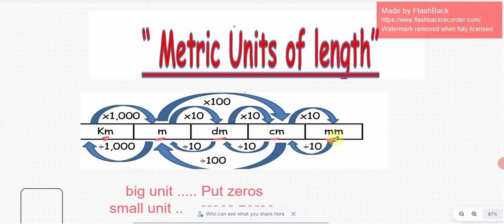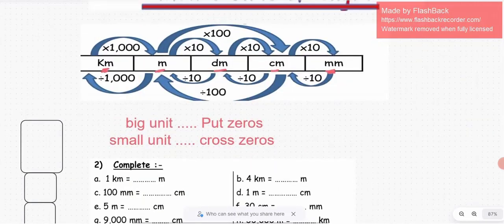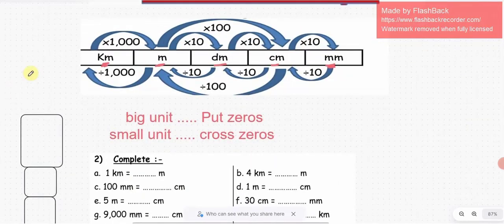When we change big unit to small unit, I'm gonna multiply. Multiply means to put zeros, okay? And when we move from small unit to big unit, we are going to divide. Divide means that we're going to cross zeros. So if we start with big unit, we put zeros. If we start with the small unit, we cross zeros.